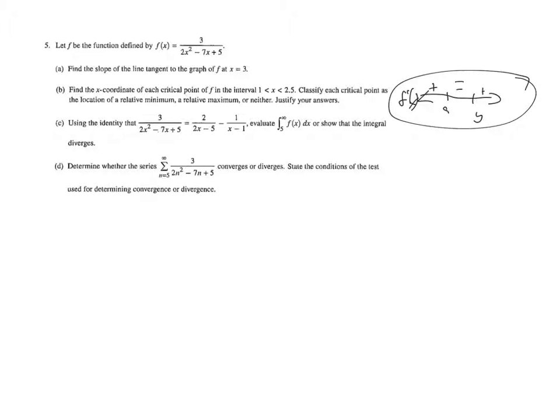So I would go through and do that. And then the last one right here, determine whether the series converges or diverges. State the condition of the test used for determining convergence or divergence. All right, so basically what's going to happen on this one is that you are going to go through, you're going to have to tell me it converges or diverges and explain why you're saying that. Okay? And tell them what test you're using.